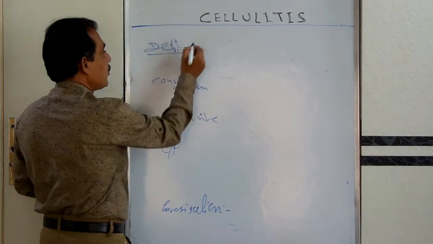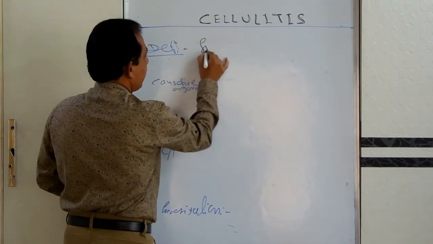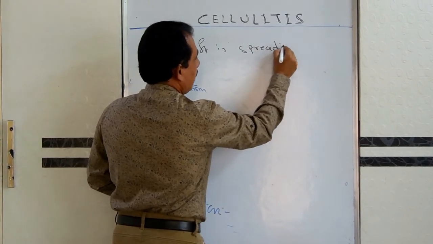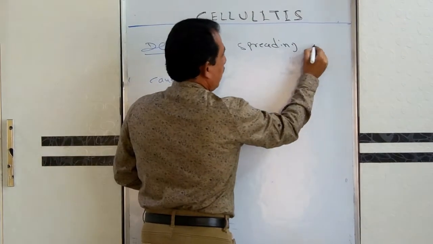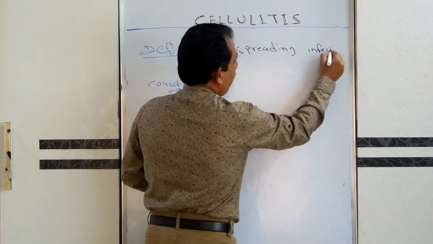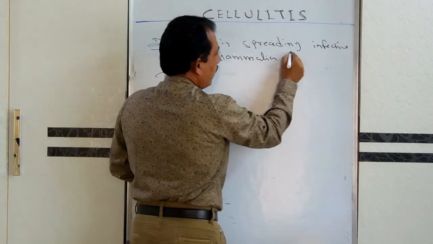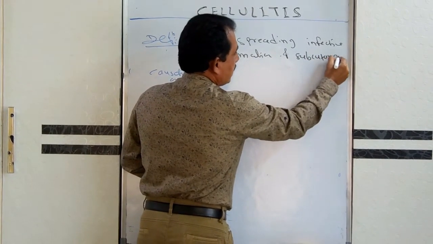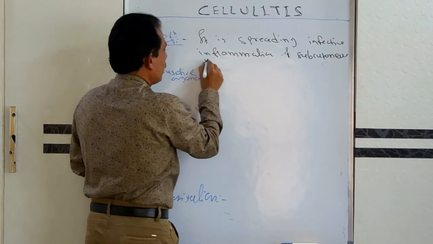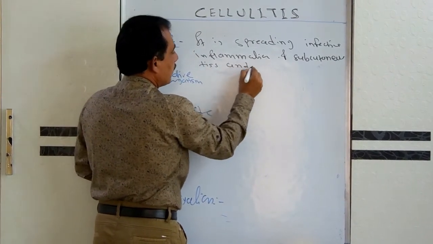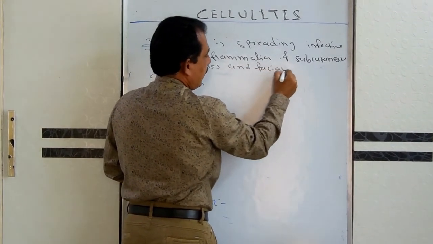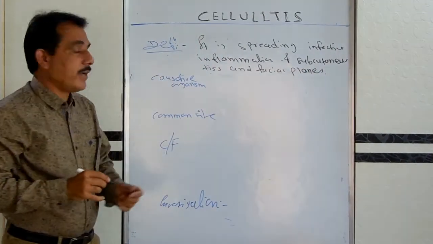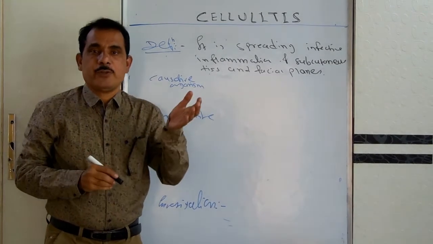The definition of the cellulitis is that it is a spreading infective inflammation of subcutaneous tissue and or facial planes. So this is the cellulitis. Cellulitis is a spreading inflammation.